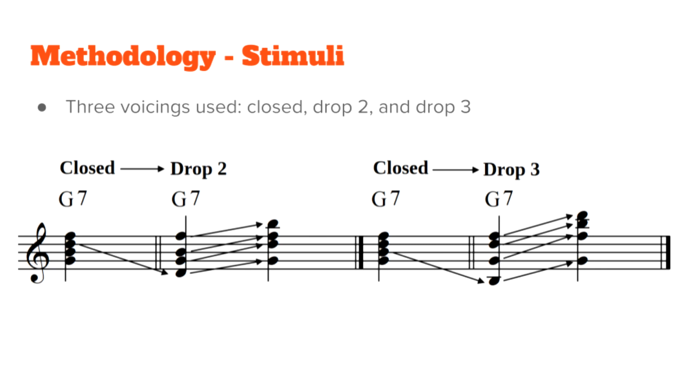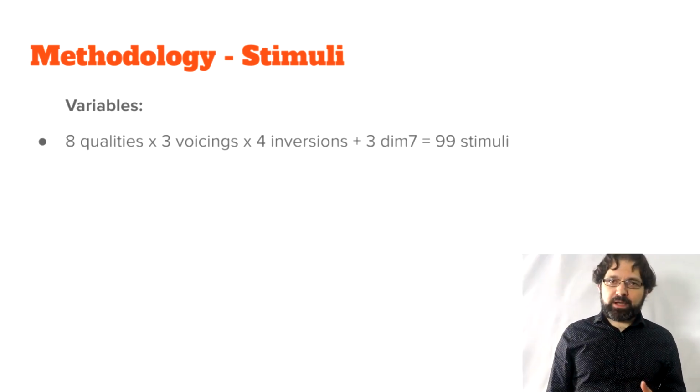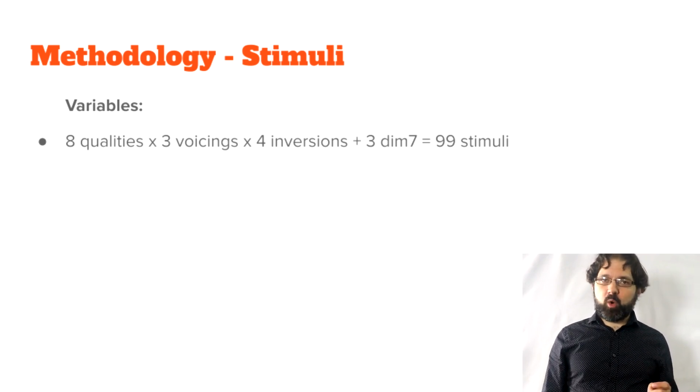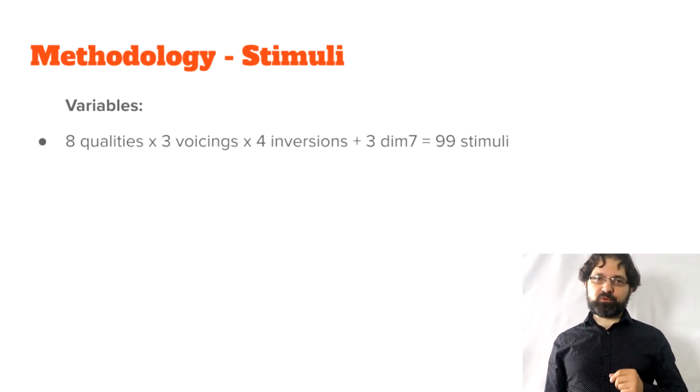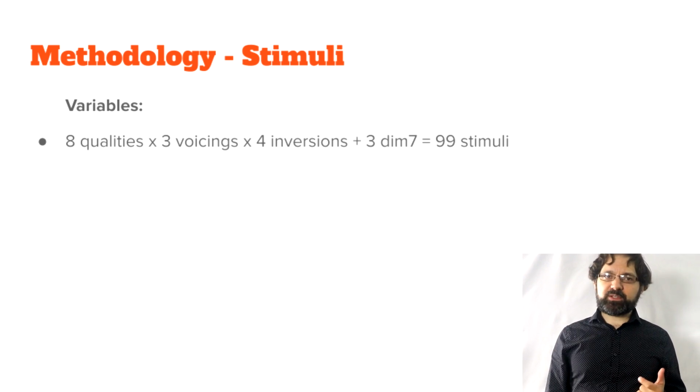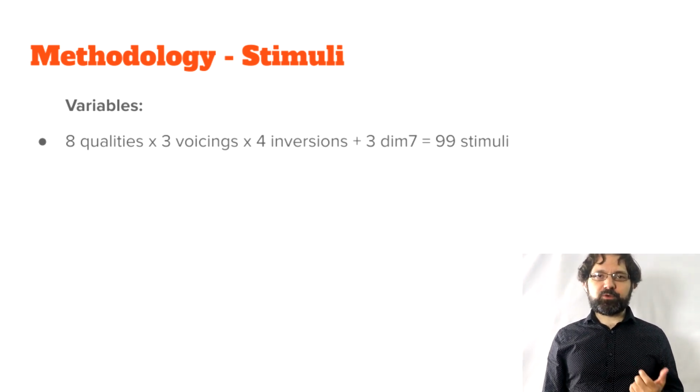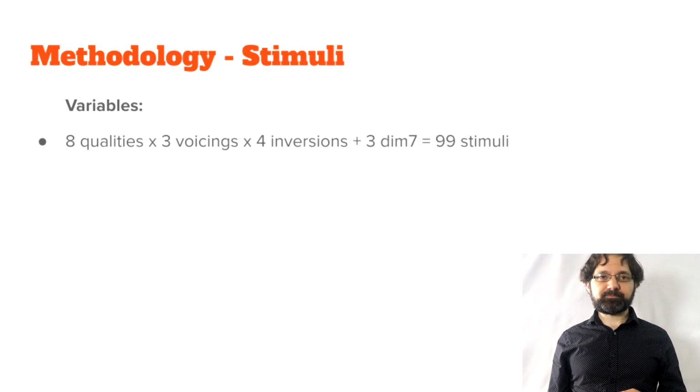The previous study found that participants were less accurate identifying tertian roots with wider voicings than closed ones, so this study used the three most compact voicings. In total, there were 99 stimuli examples composed of 8 qualities and 3 voicings each and 4 inversions each. Due to the perfect symmetry of the fully diminished 7th chord, inversions were not included for this type, resulting in only 3 additional diminished 7th examples.